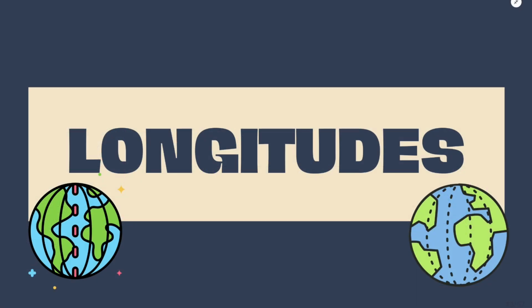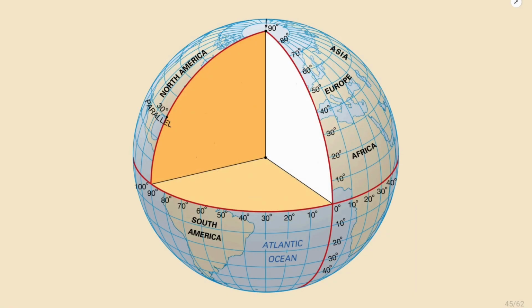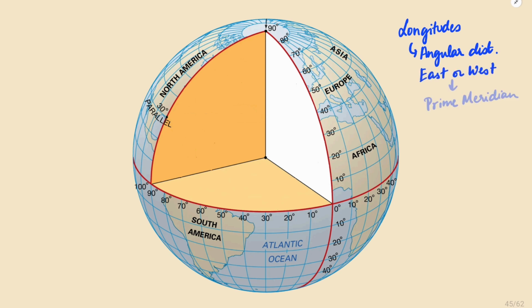Now let's take a look at longitudes. Longitude is the angular distance of a place east or west of the prime meridian measured in degrees. Each degree is further divided into minutes and minutes into seconds. Let's take a look at this diagram. Here we can see the center of the Earth and the prime meridian or 0 degrees longitude.